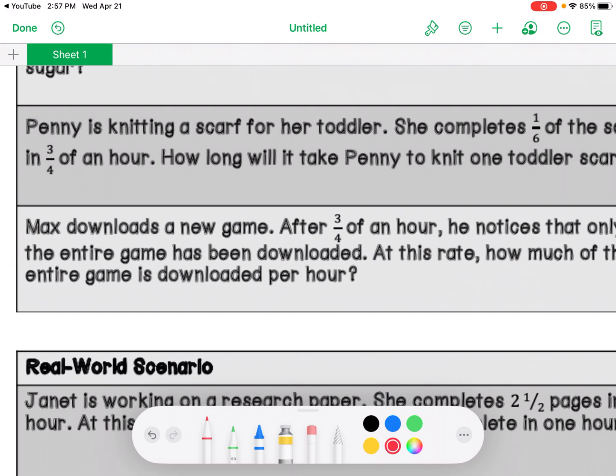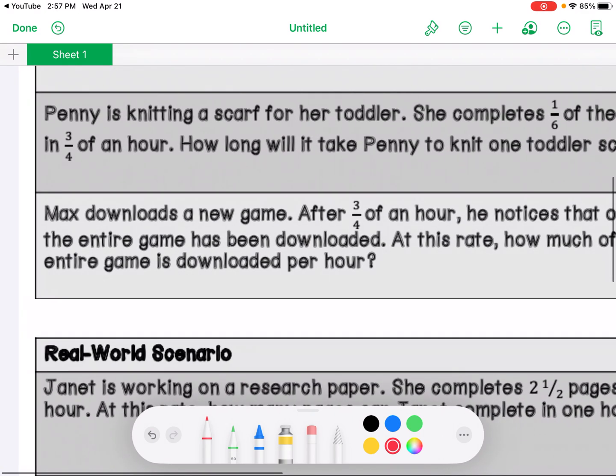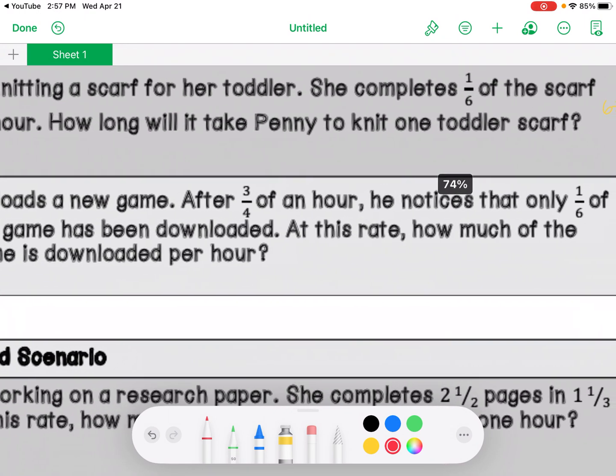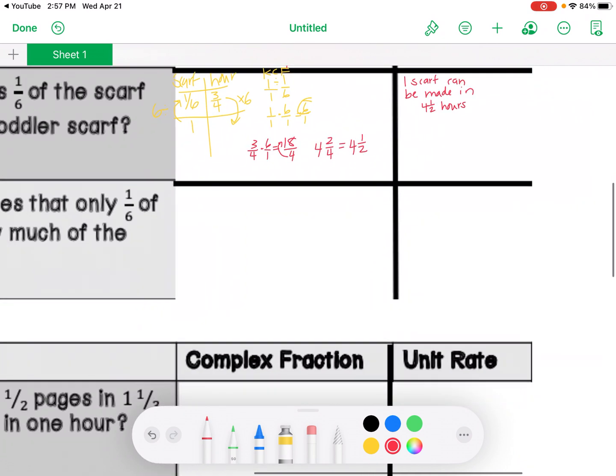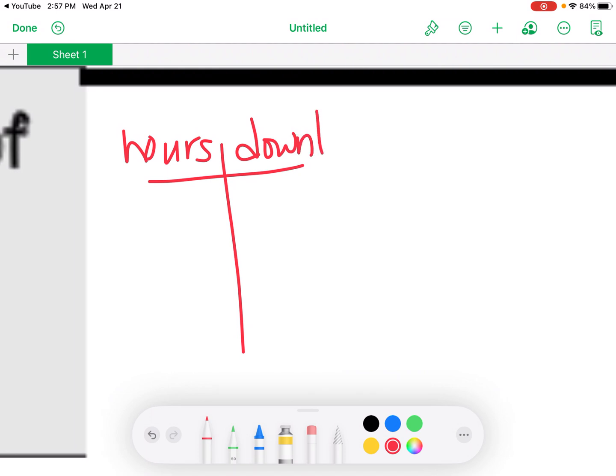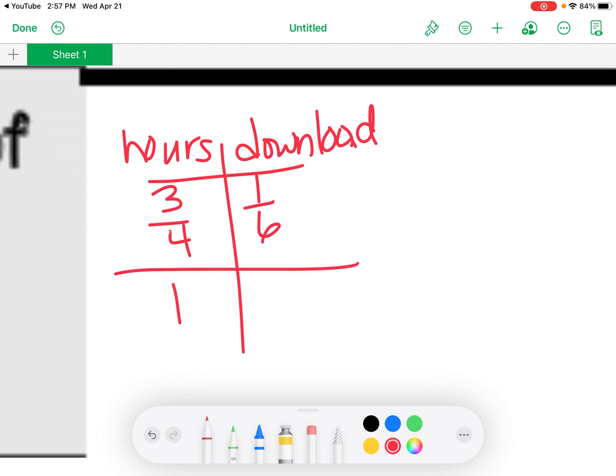All right, Max downloads a new game. After 3/4 of an hour, he notices that only 1/6 of the entire game has been downloaded. At this rate, how much of the entire game will be downloaded per hour? So we have hours, and we have download. So I know in 3/4 of an hour, there's 1/6 of the game. I want to know how much is going to be downloaded after an hour.